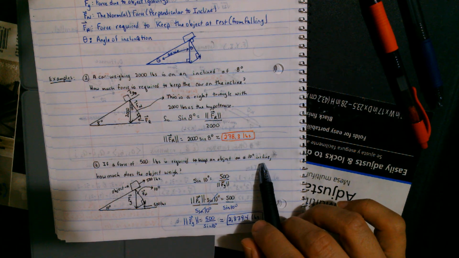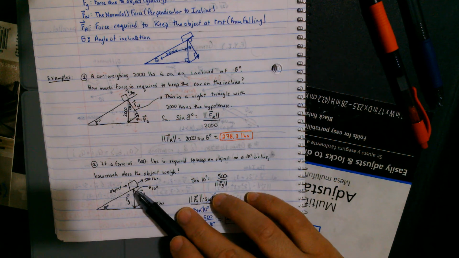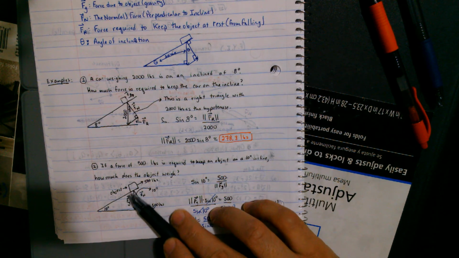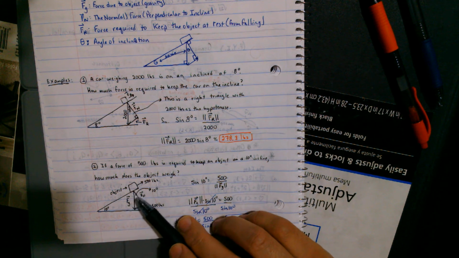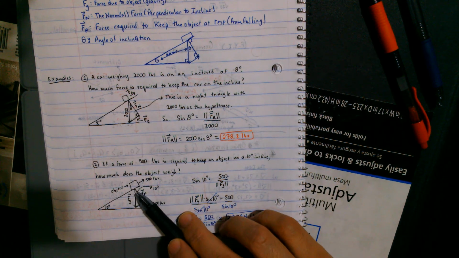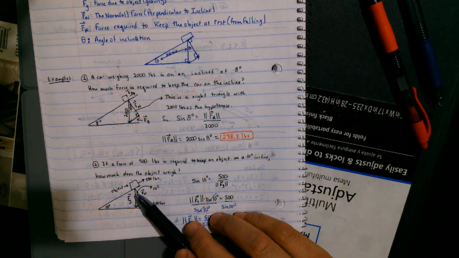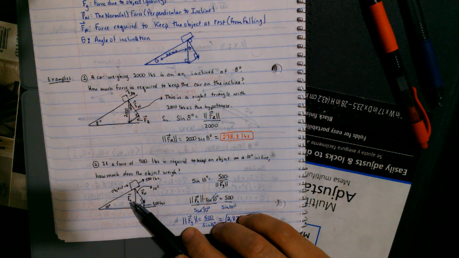And number two, if a force of 500 pounds is required to keep an object on a 10 degree incline, how much does the object weigh? Well, this time we're looking for the force due to gravity. If this angle is 10 degrees and this length is 500, then this is your hypotenuse. So the sine is opposite over hypotenuse.